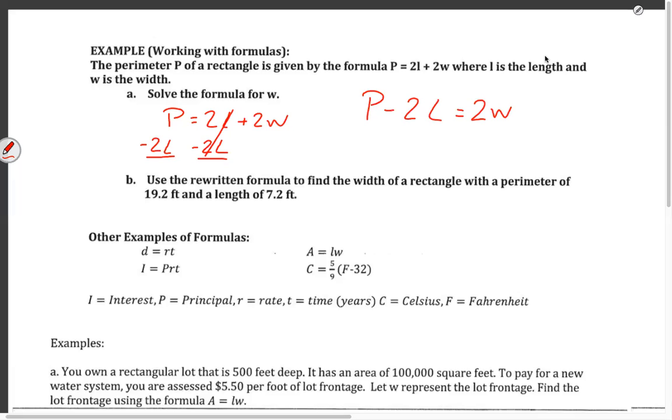Now let's think about this. Again, I'm going to continue covering up that W. How do you get rid of times 2? Nate? Divide. So now we're going to divide each thing by 2. So that gives me P over 2 minus, well, 2 over 2. Those reduce to just L equals W.